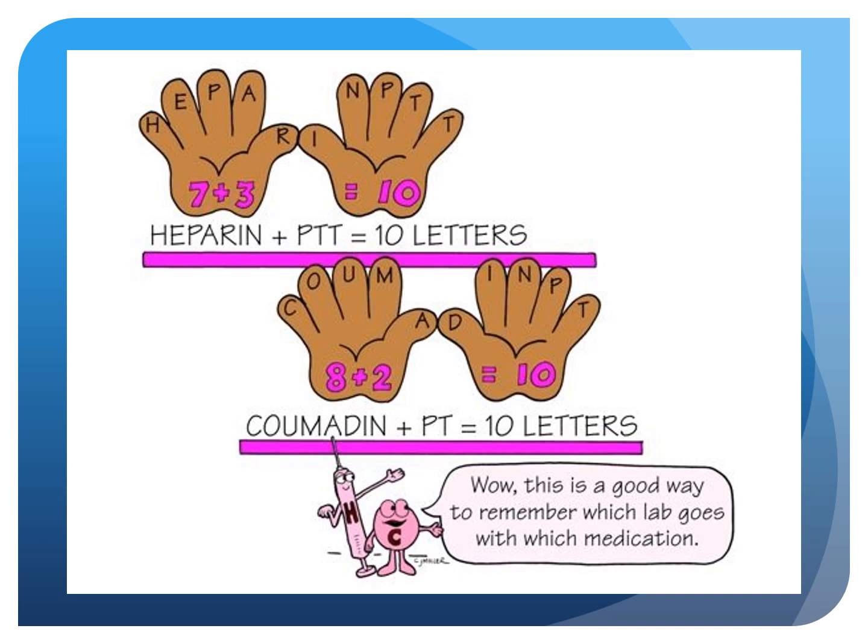Here's a great way to remember which lab test is associated with each of these medications. There are 7 letters in heparin and 3 letters left out of 10, so the test used to monitor heparin therapy is PTT, partial thromboplastin time. There are 8 letters in Coumadin and 2 left out of 10, so the test used to monitor Coumadin therapy would be PT or prothrombin time.